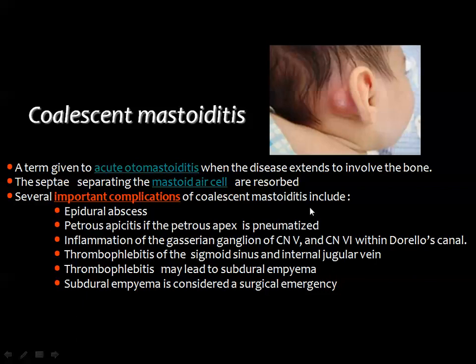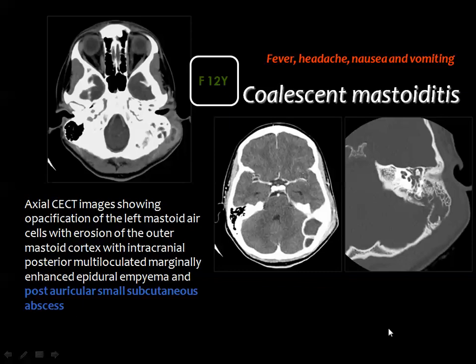process. Then, whenever the inflammation extends towards the brain, it may lead to epidural abscesses, and petrous apicitis or apical petrositis. Inflammation of the Gasserian ganglion may lead to cranial nerve palsies. Then thrombophlebitis commonly involves the sigmoid sinus and the internal jugular vein, which are very close to the mastoid. And this thrombophlebitis may be complicated by subdural empyema, which is considered a surgical emergency.